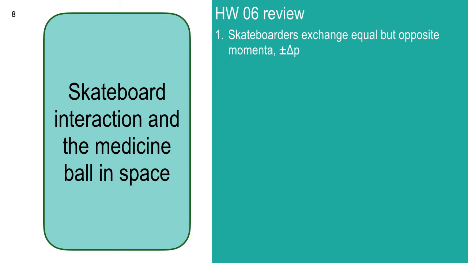So skateboarders, okay? The skateboarders, this is the key concept. When physical systems interact, they're going to exchange equal but opposite momenta. So the delta P of one is the same size but the opposite direction of the other. Okay, so whatever Raymond gets, Gregory gets the same amount, but in the opposite direction. So with that calculation, you have to worry.